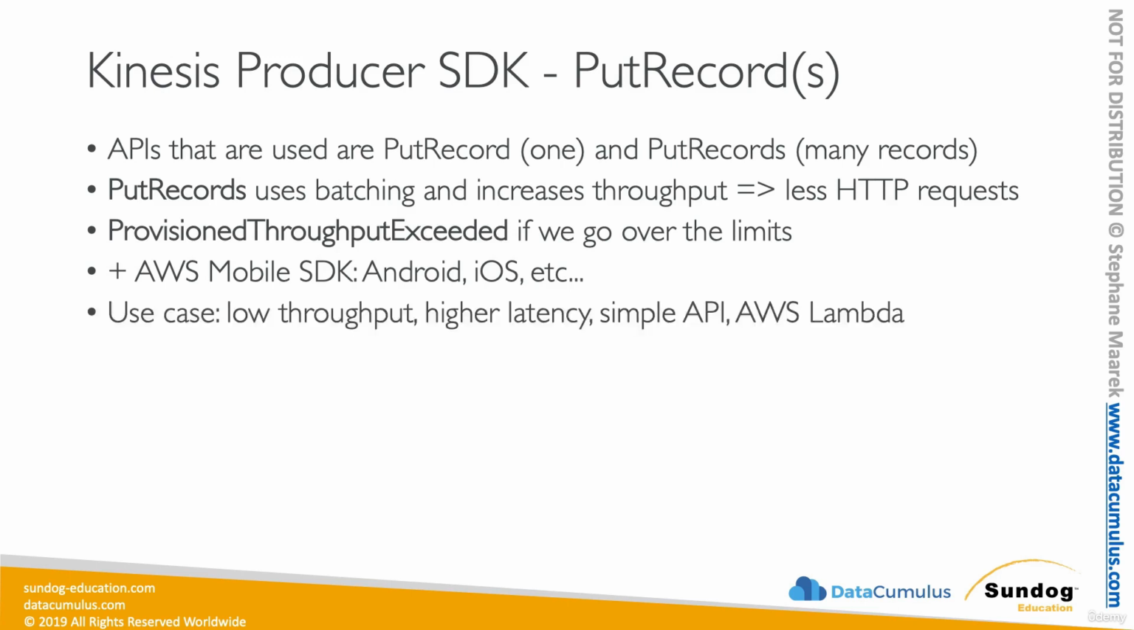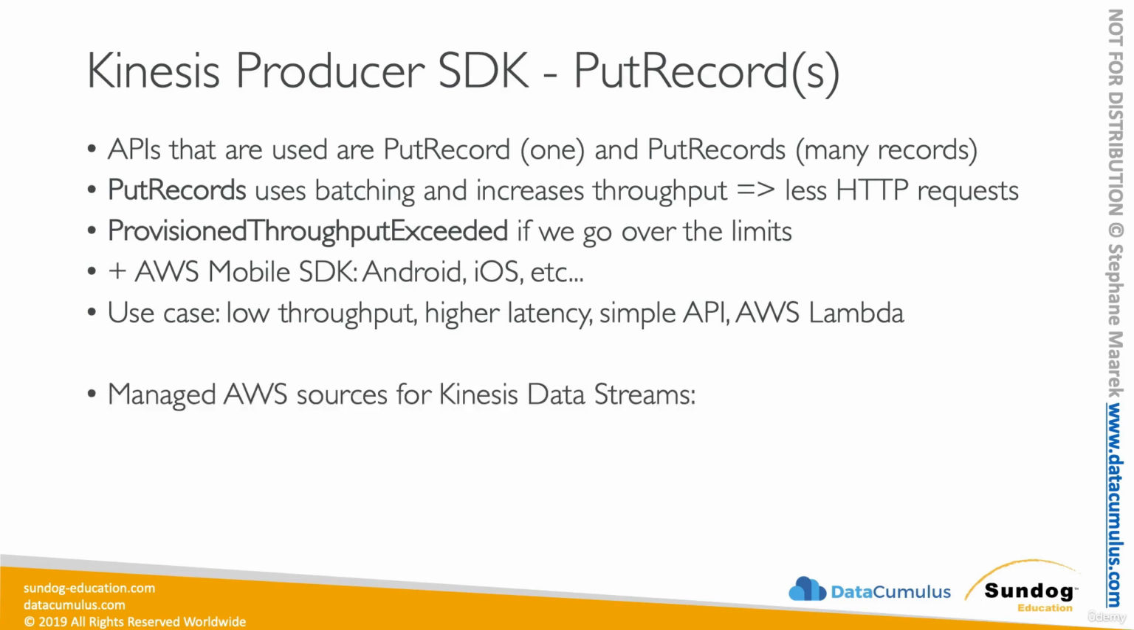So when would we choose to use the Producer SDK? Well, anytime we have a low throughput use case, or we don't mind a higher latency, we want a very simple API, or maybe we're just working straight from AWS Lambda. These are the kinds of places where you would use the Producer SDK.